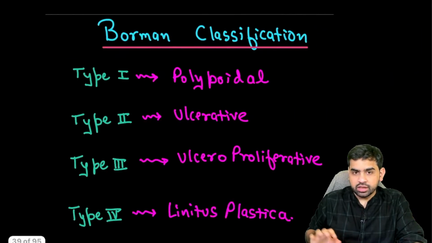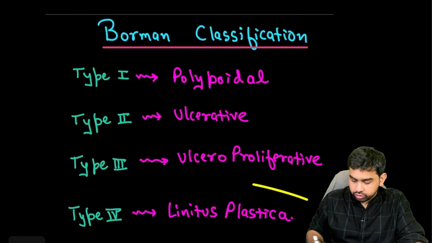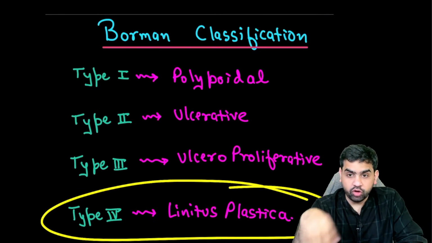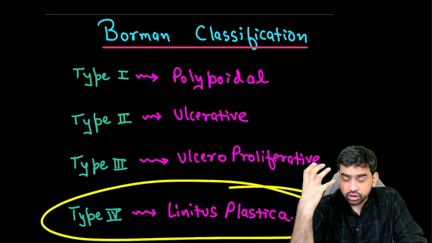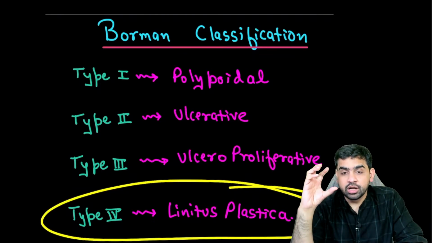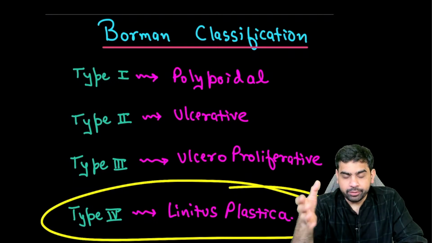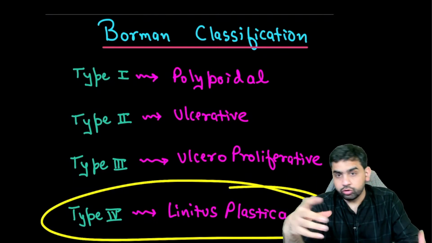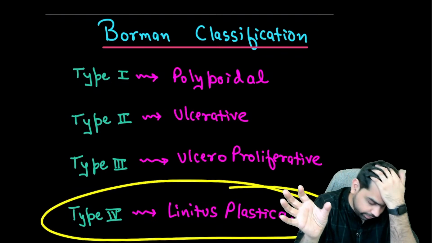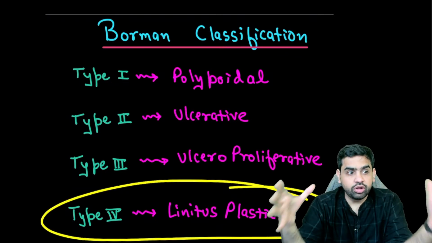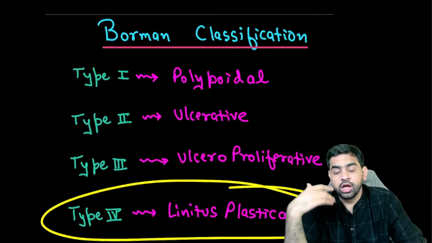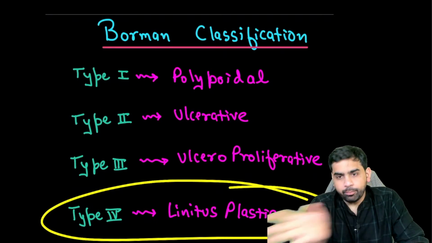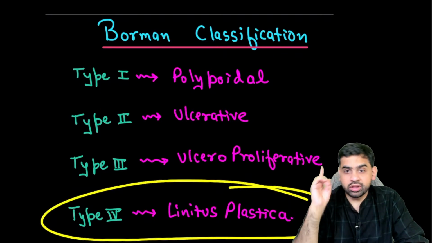Then we have the Borrmann classification. Sometimes they ask you: linitis plastica is what? Linitis plastica is type 4 of the Borrmann classification. What on earth is linitis plastica? It is the appearance of a leather bottle stomach. It is predominantly infiltrative, so the entire stomach becomes very hard and tough, like leather. That's what you need to understand. Type 1 is polypoidal, then ulcerative, then ulceroproliferative, and type 4 is predominantly infiltrative.